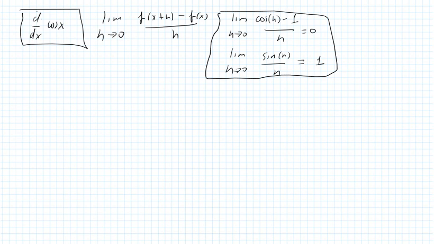Okay, so we're going to start. So first I'm going to start with the definition of the derivative using limits. So it will be the limit as h approaches 0 of cos of x plus h minus cos x, all over h.